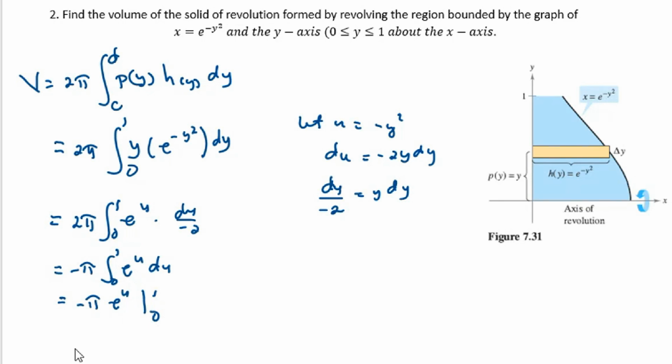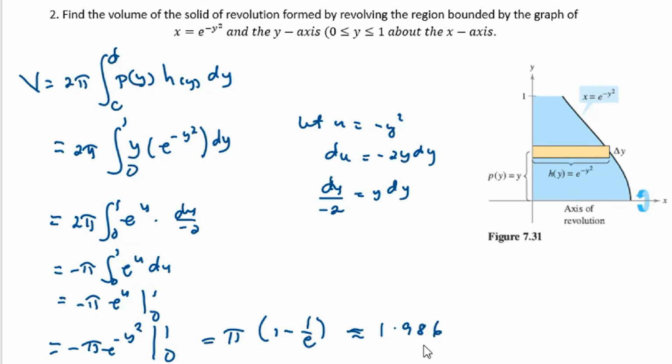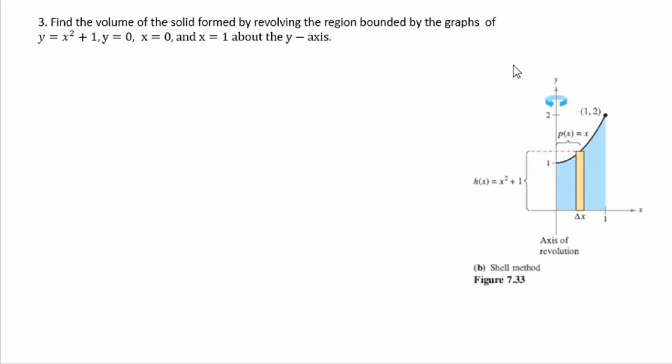I will replace the meaning of u, which gives negative pi times e raised to the negative of y squared, evaluated from 0 to 1. If you evaluate that, it will give you the answer of pi times 1 minus 1 over e, or with the approximate value of 1.986.